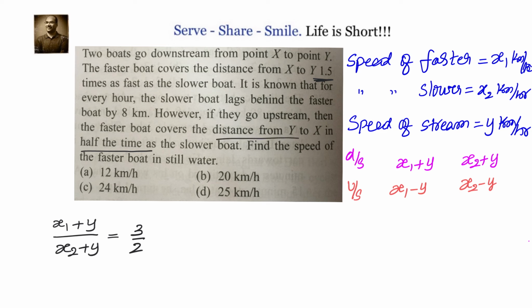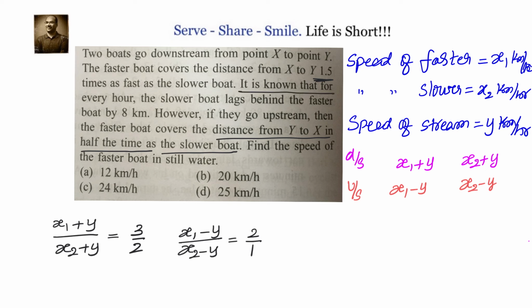Our second equation is coming from upstream, where they said the faster boat covers the distance from Y to X in half the time of the slower boat. That means time is 1 by 2, so the speeds are in the ratio 2 by 1.